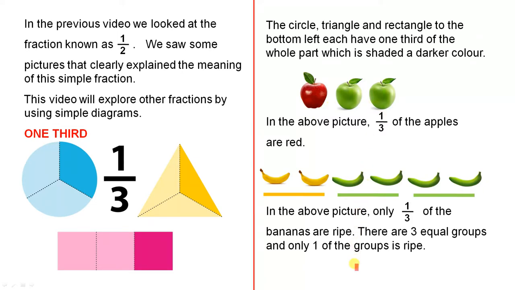In the above picture, only 1/3 of the bananas are ripe. There are 3 equal groups, and only one of the groups is ripe. See the 3 equal groups? 1 group, 2 groups, 3 groups. So they all have equal numbers in them. 3 equal groups. Only one of the groups has bananas that are ripe. That's why we go 1 over 3.